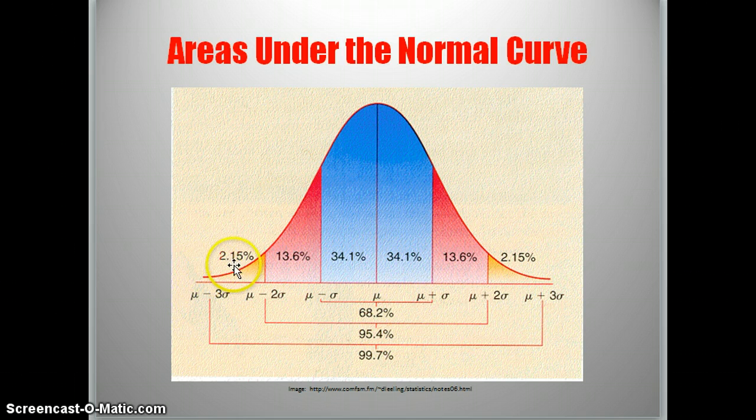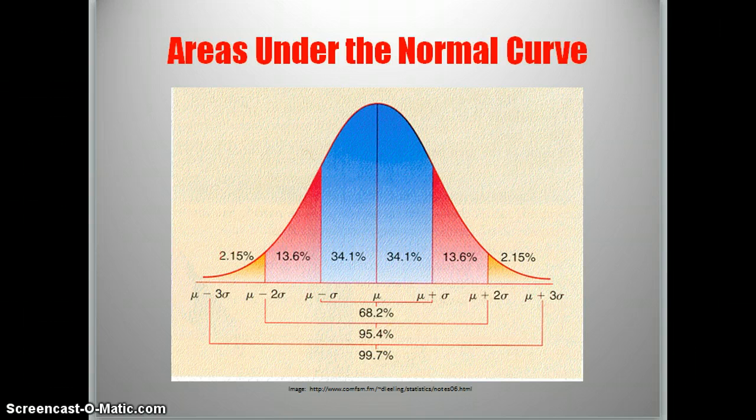Notice that if we were to total up these percentages, again, these percentages represent the part of the total area that you see. If we add them all up, we get 99.7%. Now that means that almost all of the area falls between 3 standard deviations below and 3 standard deviations above.